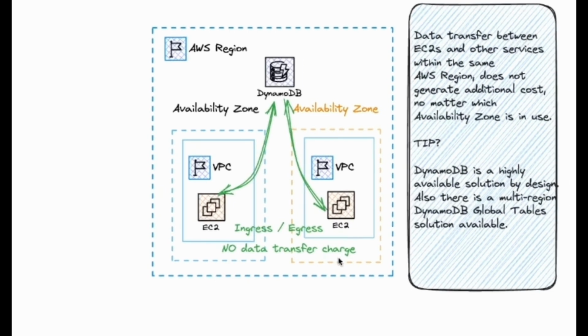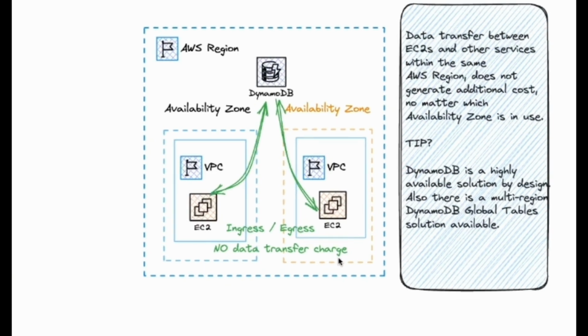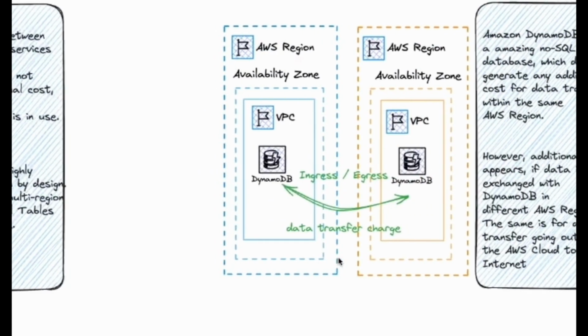So this is something different when you think about Amazon RDS, because here your EC2 instance is in one availability zone and another instance is in another availability zone, and you are communicating with the DynamoDB. You can communicate within the same region without any other data transfer charge. So maybe this is something that you are looking for, and no data transfer cost for such a solution within the boundary of an AWS region.